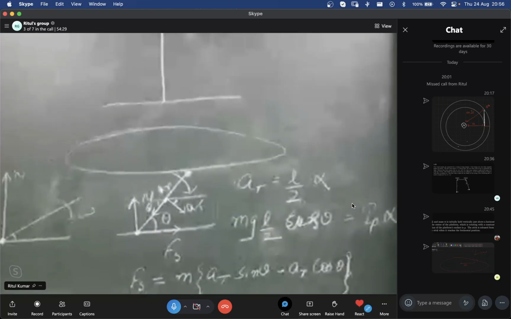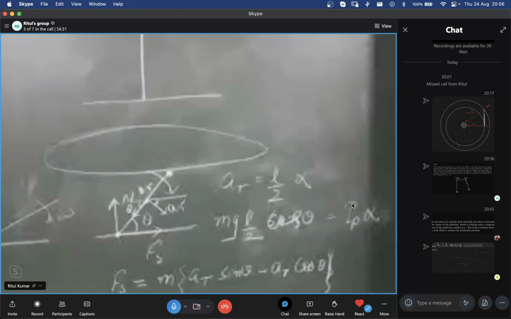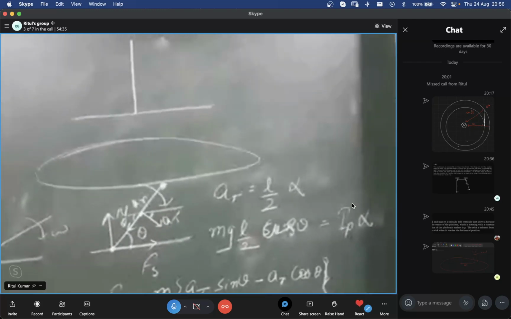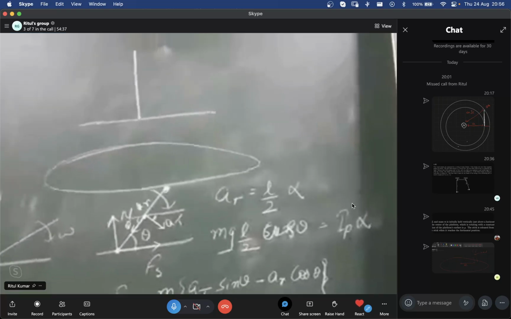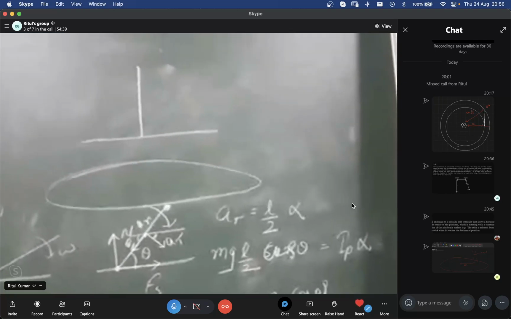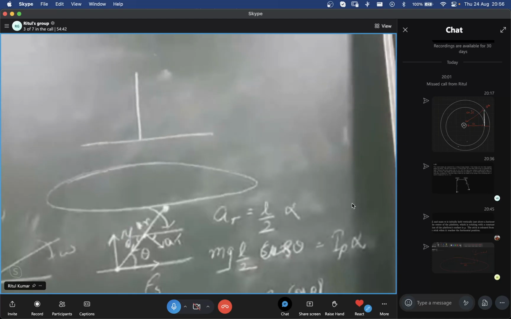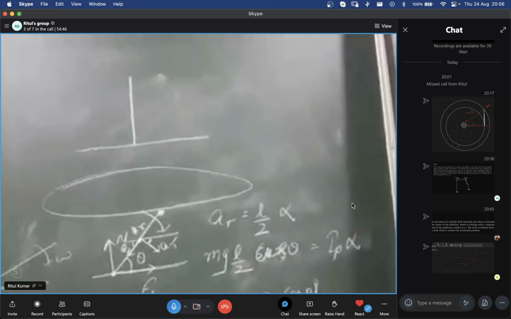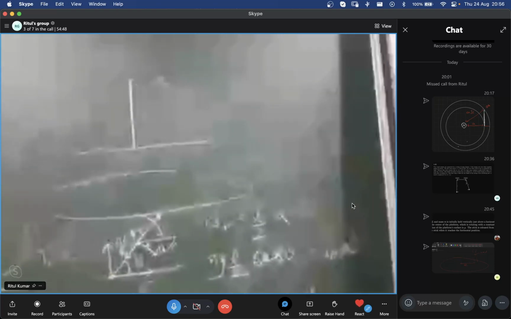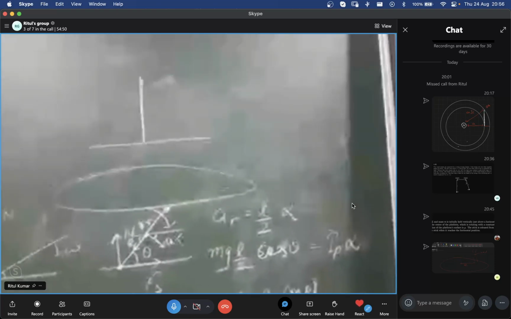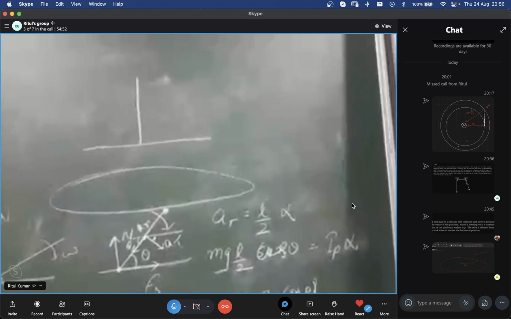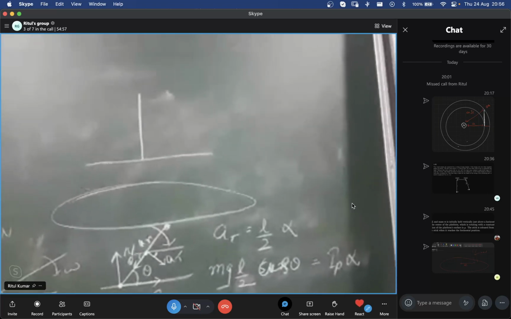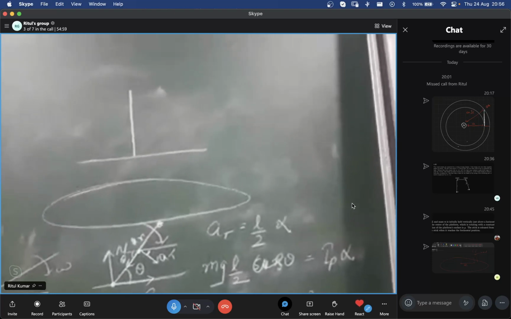Now, what can we write? One more equation: Fs should be less than or equal to mu into normal, right? Alpha we can write in terms of d omega by dt, so that I'll do later. IP is known to me. What are the unknowns from here? The unknowns are AT and AR, correct? AT is also in terms of alpha, AT is nothing but L by 2 into alpha, correct?